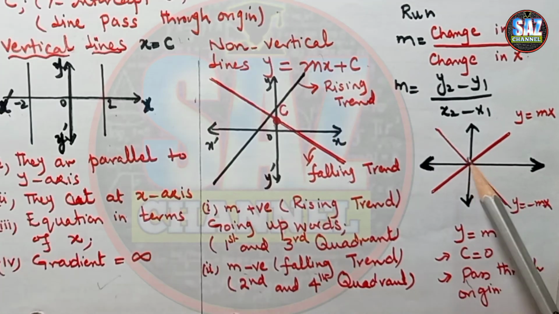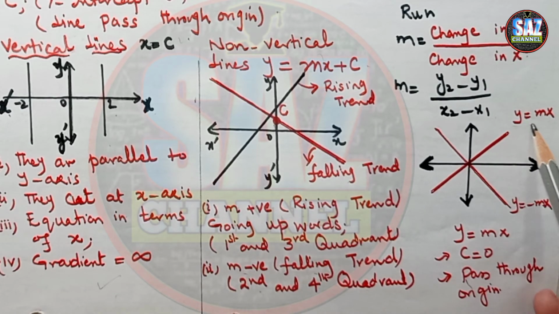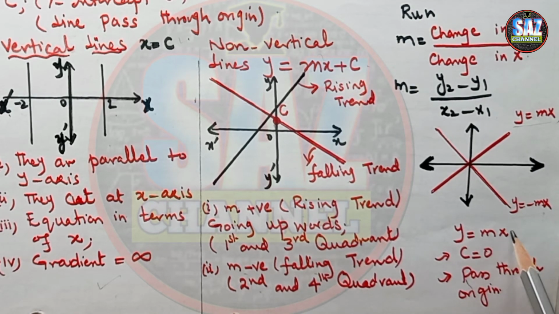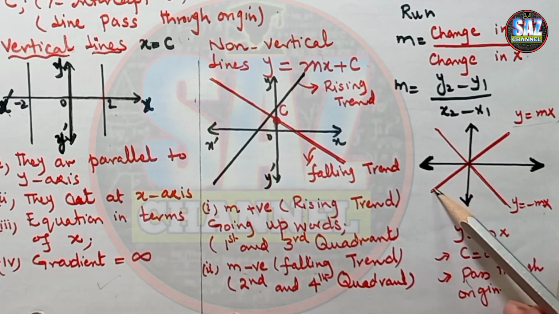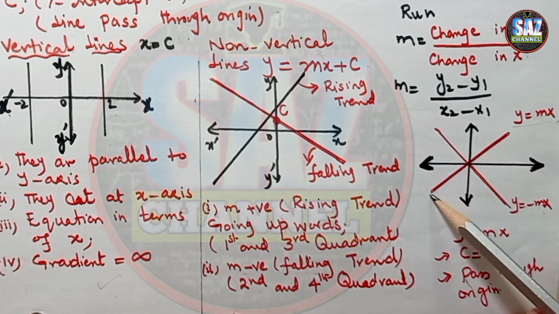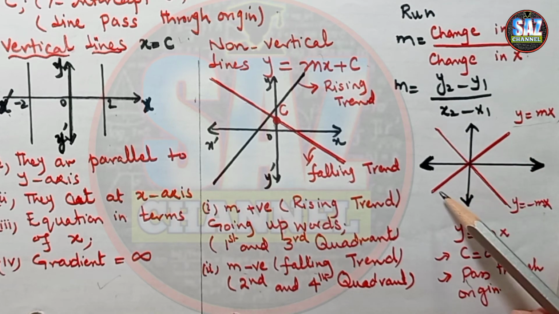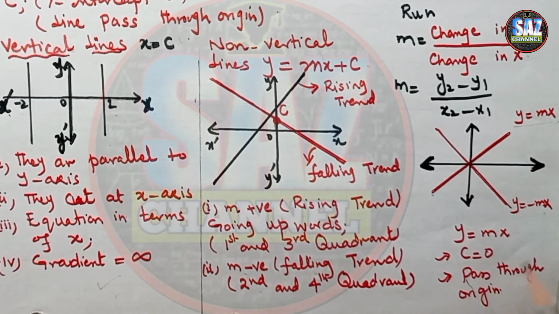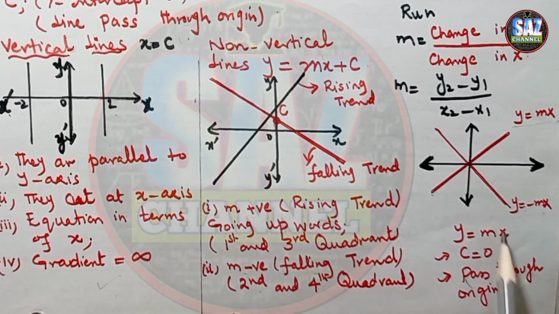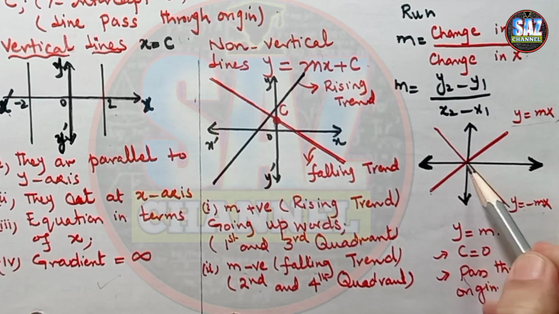Coming to the non-vertical lines where c is 0, the general equation will be y equals to mx only or y equals to minus mx. The lines will be passing through the origin, and again if the gradient is positive, the line will have the rising trend and they will be in the first and third quadrant. And when your gradient is negative, lines will have the falling trend and they will be in the second and fourth quadrant and they will pass through the origin.